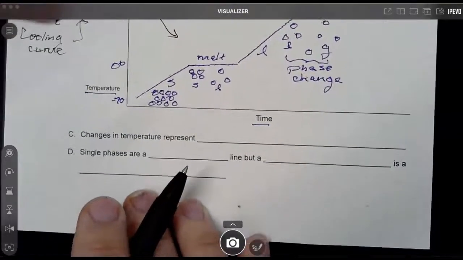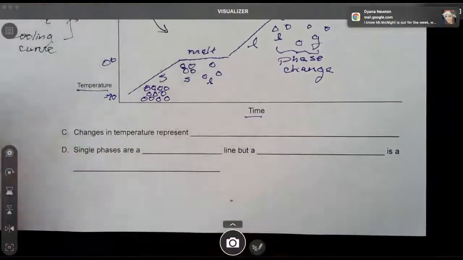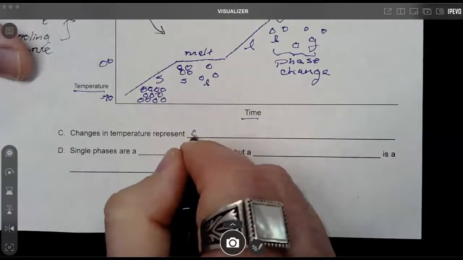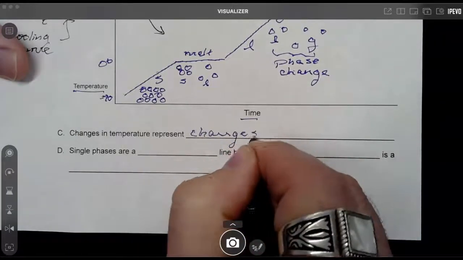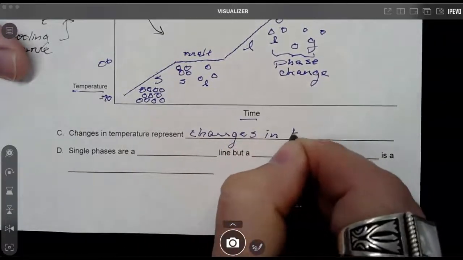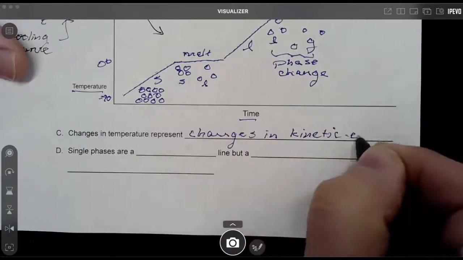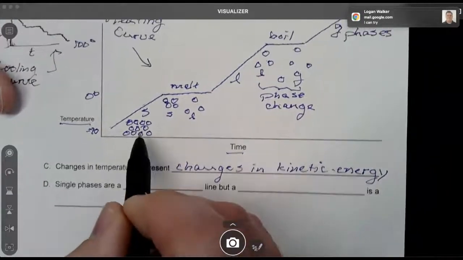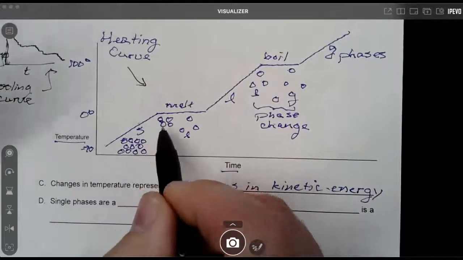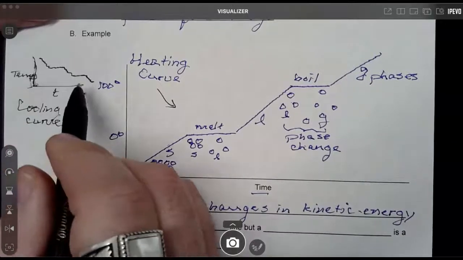So changes in temperature in this case represent changes in kinetic energy. So as we go up the heating curve, our kinetic energy is increasing. As we go down the cooling curve, our kinetic energy is doing the opposite. It's decreasing.